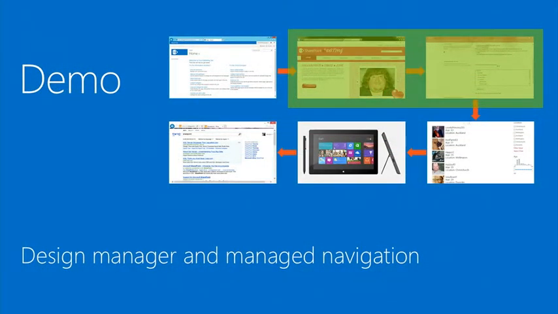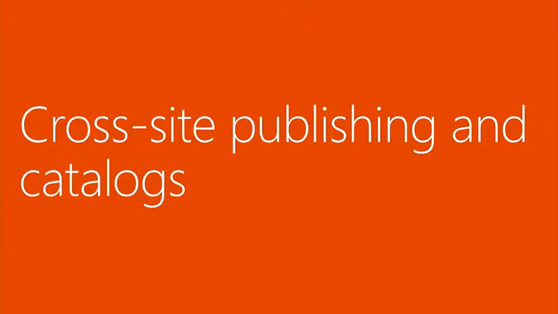Okay, cool. So there we go. We've seen in that demonstration how we could brand up a site using Design Manager. We saw how we could also set up an information architecture, create pages, and configure our navigation using managed navigation features. Let's have a look at cross-site publishing and catalogs now.